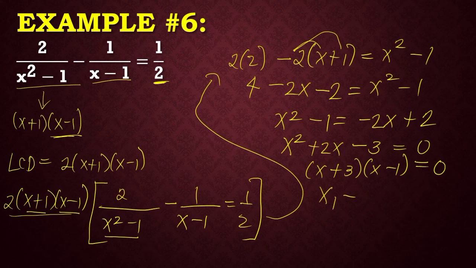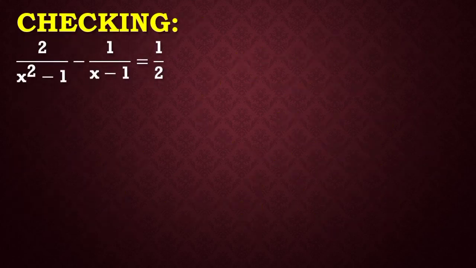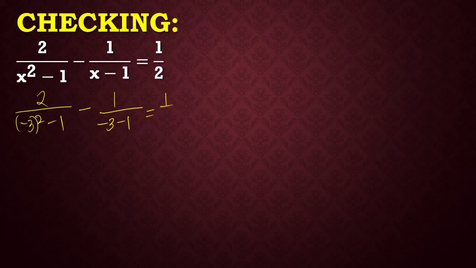So, our x sub 1 is x plus 3 equals 0, that is negative 3. Ating x sub 2, x minus 1 is equal to 0, that is positive 1. So, yung ating mga nakuhang solusyon, negative 3 and 1. So, to check, x equals negative 3 muna. So, 2 over negative 3 squared minus 1 minus 1 over negative 3 minus 1 is equal to 1 half. Now, 2 over negative 3 squared, that is positive 9, minus 1, that is 8. Minus 1 over, so kung makikita nyo, negative 3 minus 1, negative 4 siya.